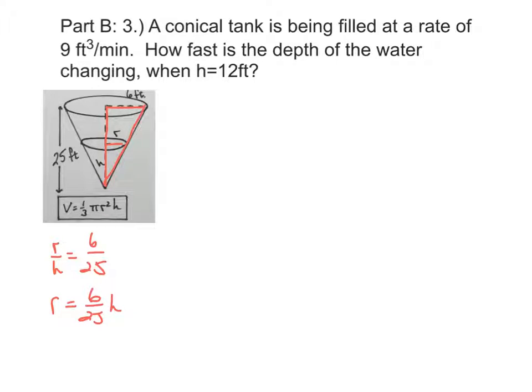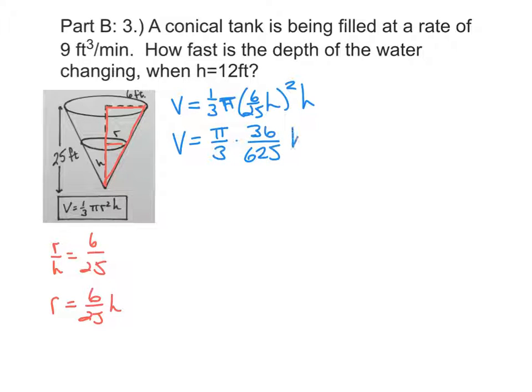Our next step would be to rewrite the volume function, 1/3 pi R squared H, in terms of H. So I'll plug in that 6 over 25 H for the radius. A little bit of simplifying: 1/3 pi is pi over 3, times 36 over 625 H squared, times H. These cancel, and we'll have 12 pi over 625 H cubed. And that's my volume in terms of H.